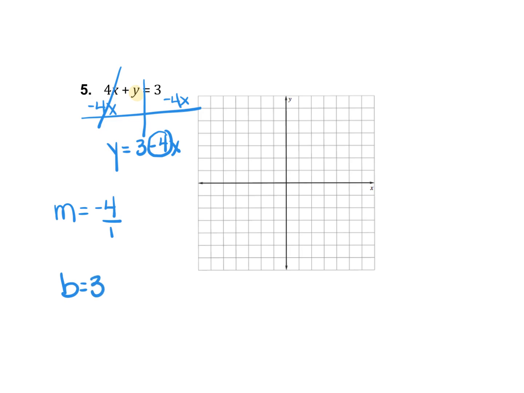All right, so now we're going to plot the y-intercept of 3. You're going to walk up to the 3. And then we're going to do our slope down 4 over 1. So down 1, 2, 3, 4 over 1. And then we're going to connect our points. And now we've got a line that's supposed to be a straight line that goes through the y-intercept of 3 and has a slope of -4.